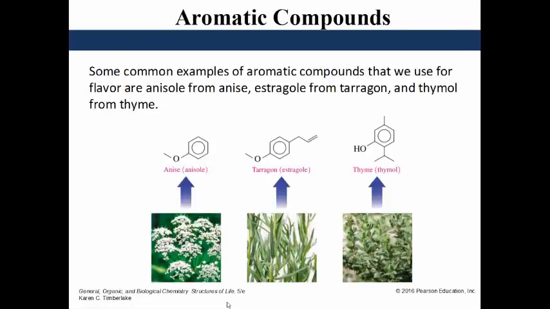Some other common examples of aromatic compounds are ones that we use for flavoring, such as in cooking. Tarragon is one here. Thyme is another one. Anise is another one. These are all examples of aromatic compounds.